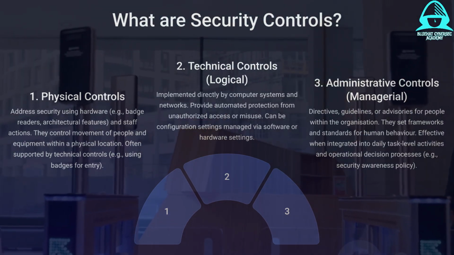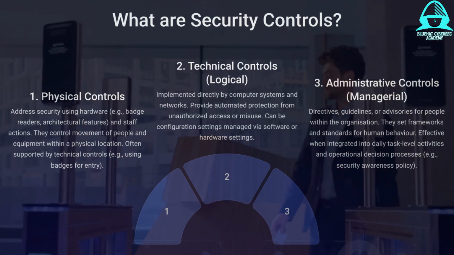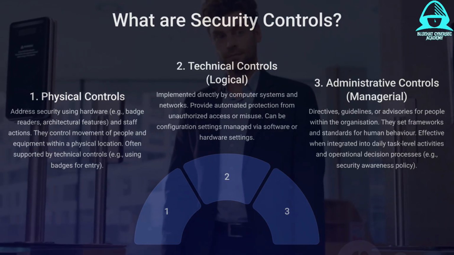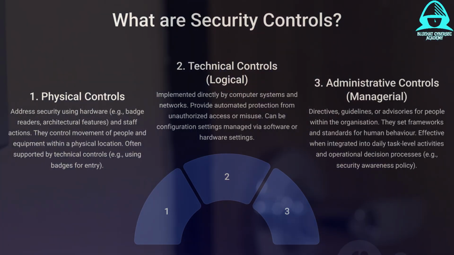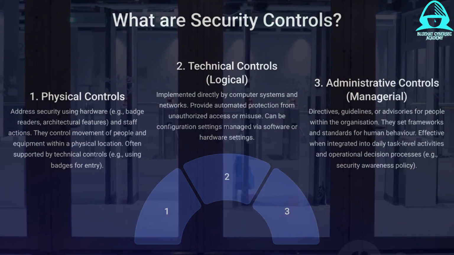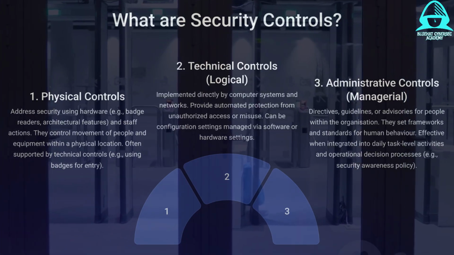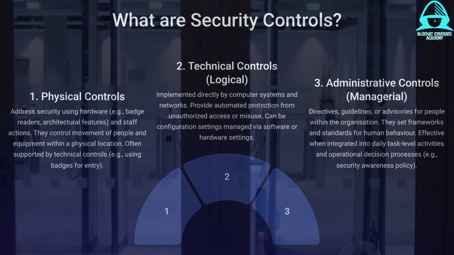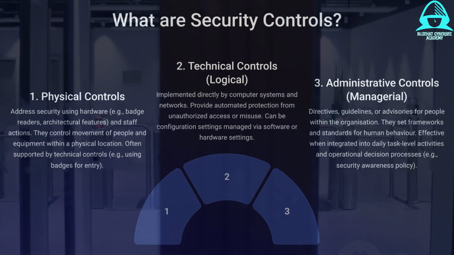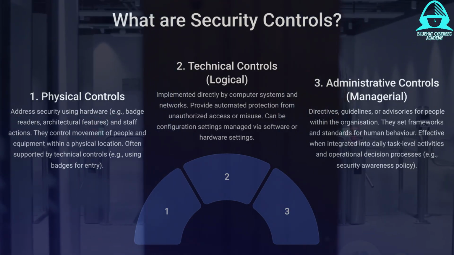First, physical controls address security needs using physical hardware devices, such as badge readers, architectural features of buildings and facilities, and specific security actions taken by staff. They typically provide ways of controlling, directing, or preventing the movement of people and equipment throughout a specific physical location, such as an office suite, factory, or other facility.